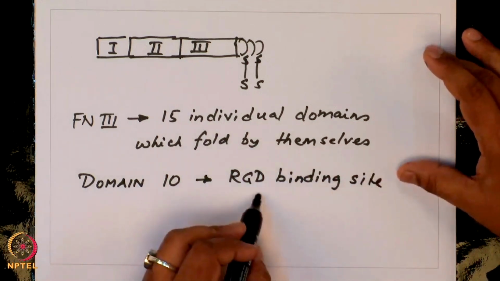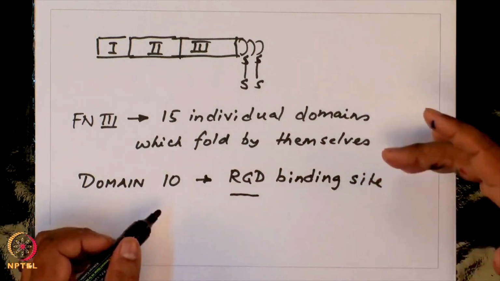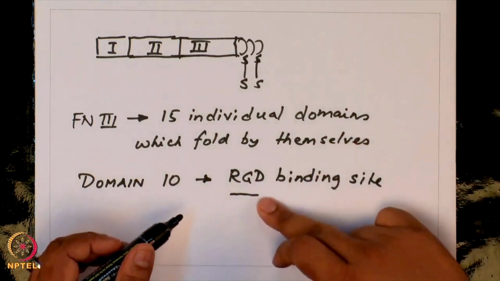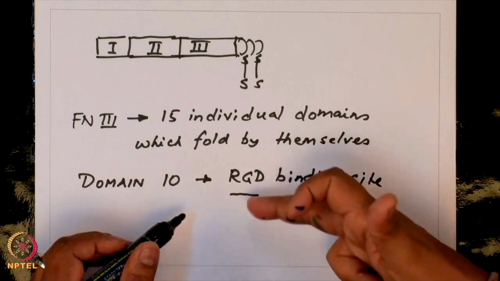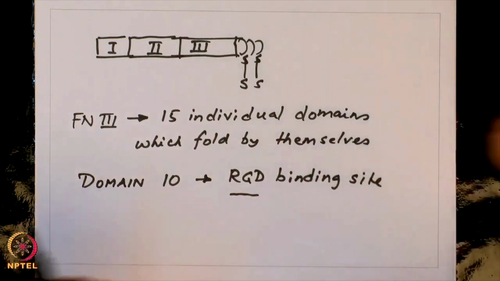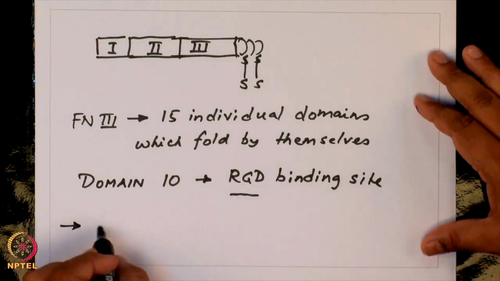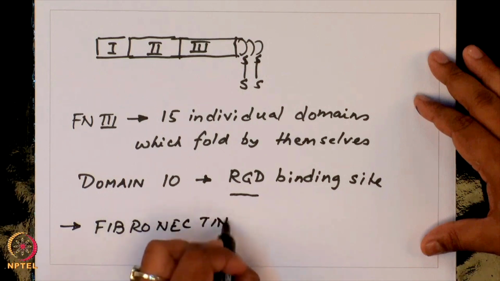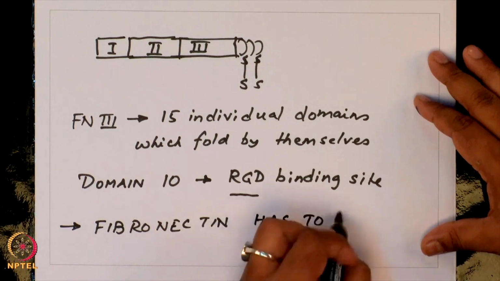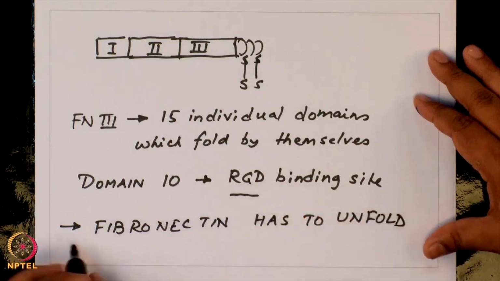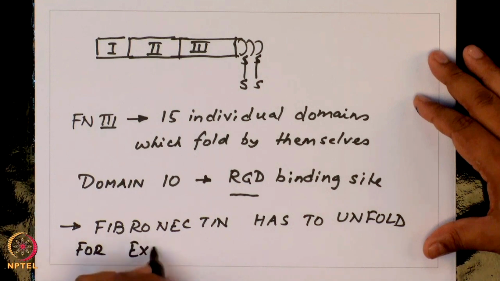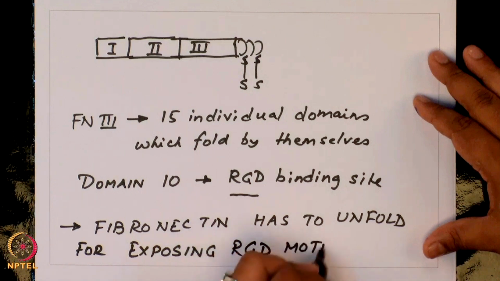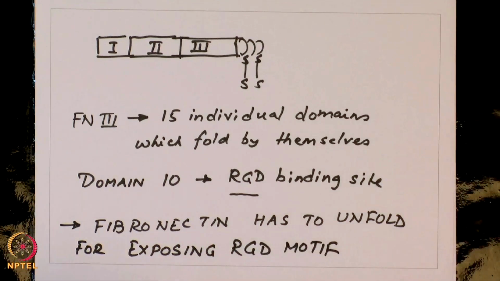This RGD is actually hidden within this structure. It cannot be recognized by integrins directly, which means that for this binding site to be exposed, it must unfold. So, what this means is fibronectin has to unfold for exposing the RGD motif.